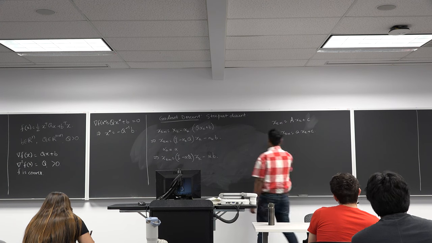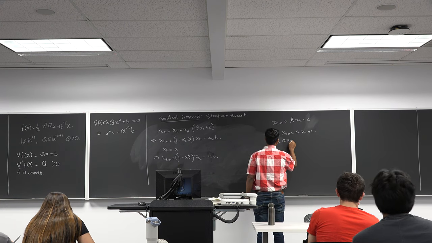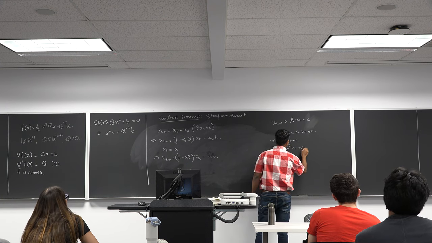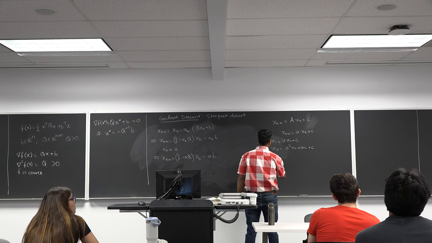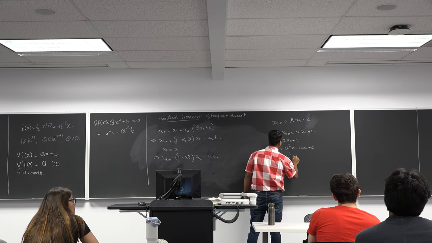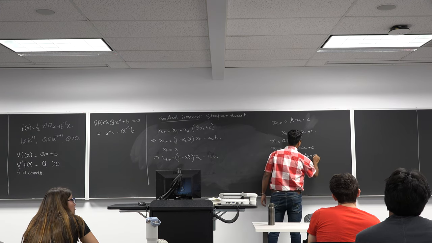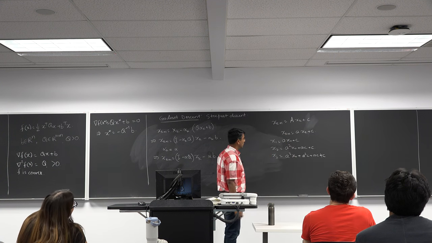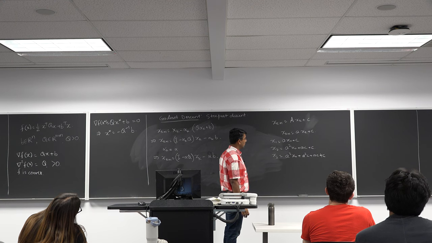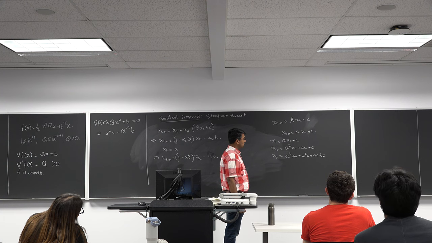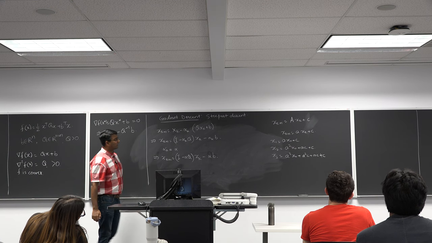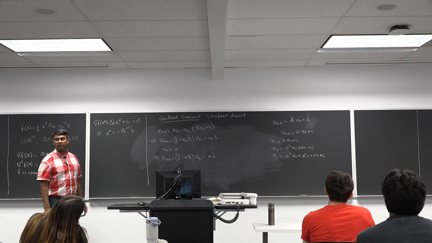So I have x1 equals a x0 plus c, x2 equals a squared x0 plus ac plus c, x3 equals... okay, so this is what I'm getting. What should I do now? What should I do next? I want to figure out where this x1, x2, x3, where is the sequence converging?